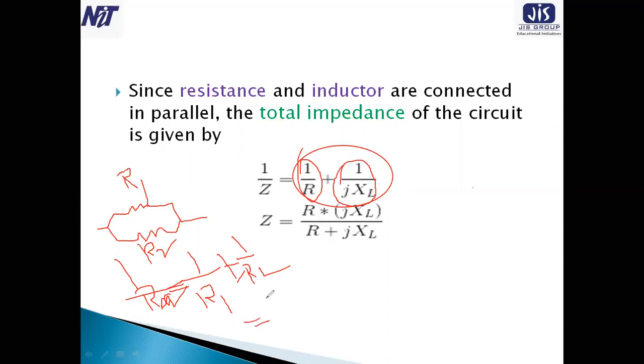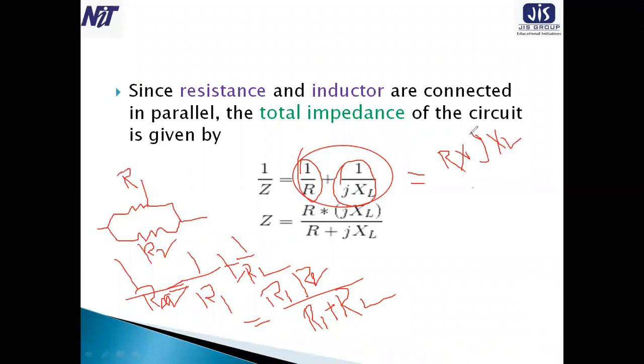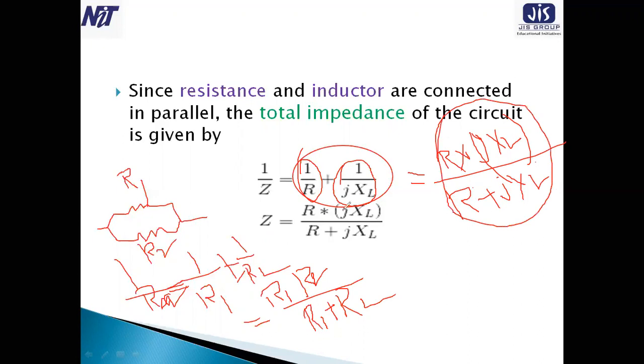So we know that this is equal to R1 R2 divided by R1 plus R2. So for this case also, that is equal to R into jXL divided by R plus jXL. Look, this is written here: R into jXL divided by R plus jXL. So the same concept of the resistor we are applying here.